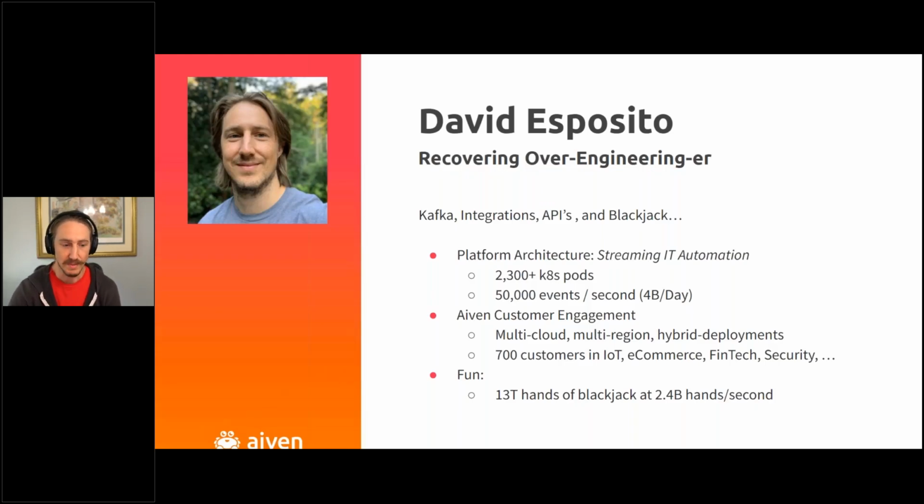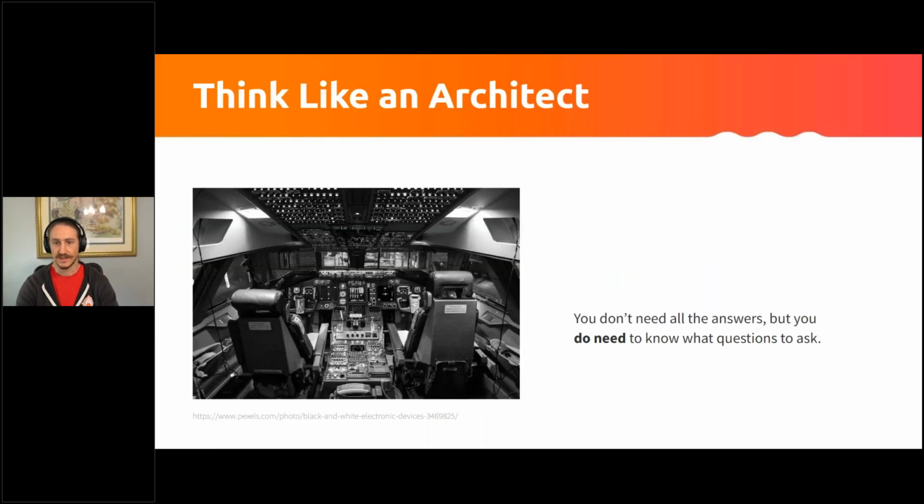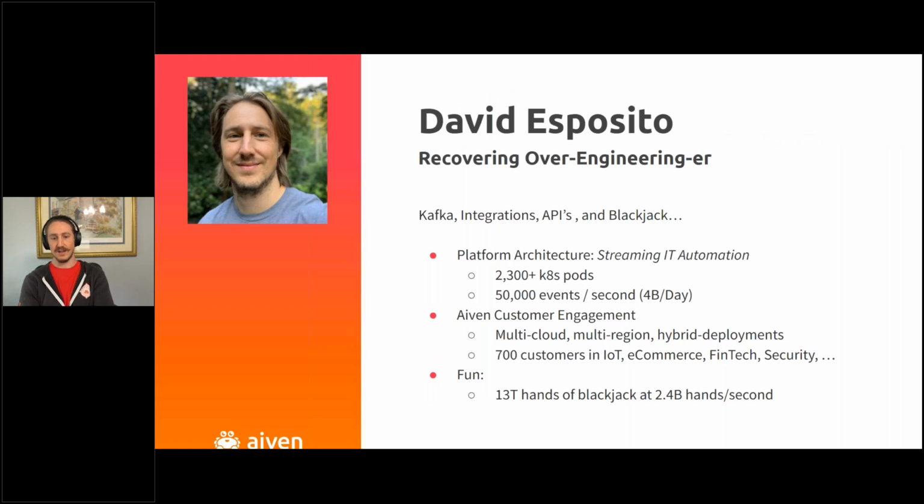So a little bit about me is I'm a recovering over-engineeringer, if that's a word. I have a background in streaming IT automation. I was a full stack developer years ago. My latest tech stack was enterprise Java and React Redux applications. So not too long ago, React was a popular thing.